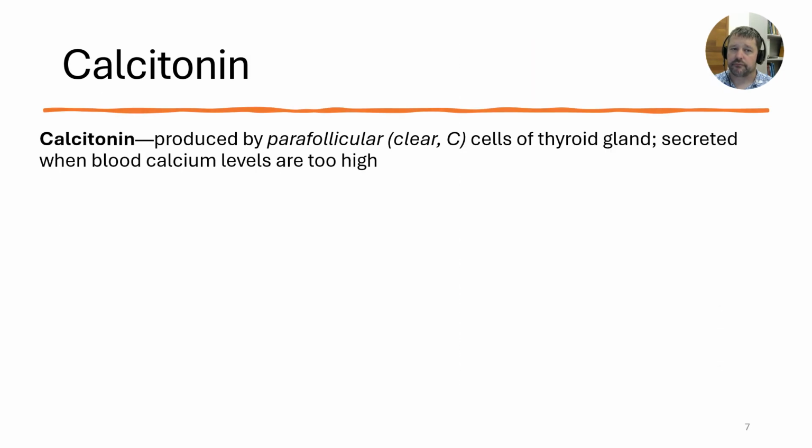Okay, calcitonin, it's a different kind of molecule. It works in kind of a different fashion than calcitriol. It's released by the thyroid gland, or is associated with the thyroid gland, and it's secreted when blood calcium levels are too high. So calcitriol is a reaction to blood calcium levels too low. Calcitonin is a reaction to too high of calcium levels.